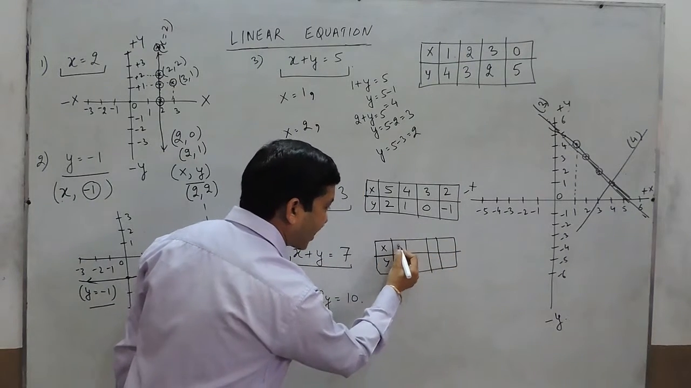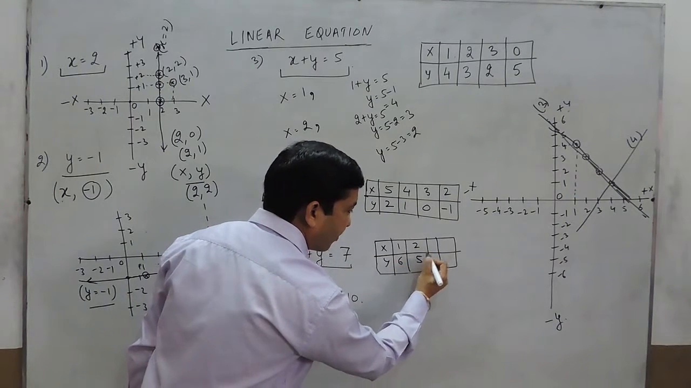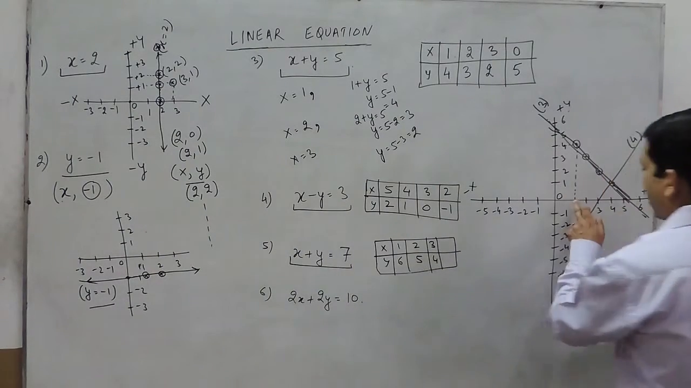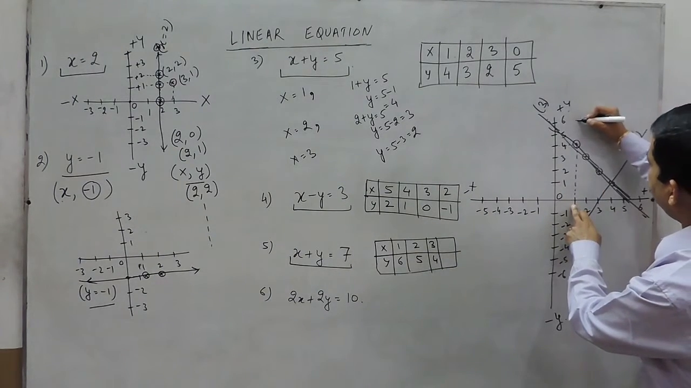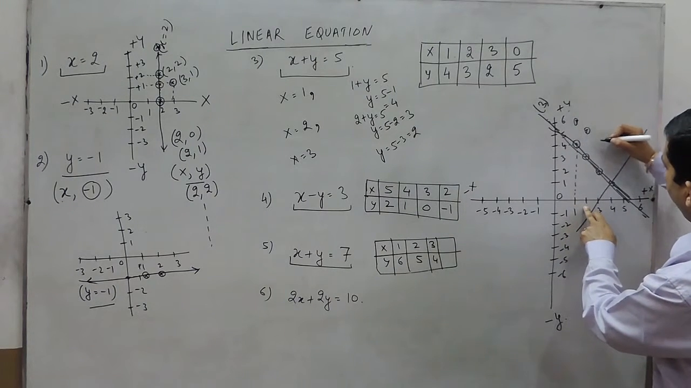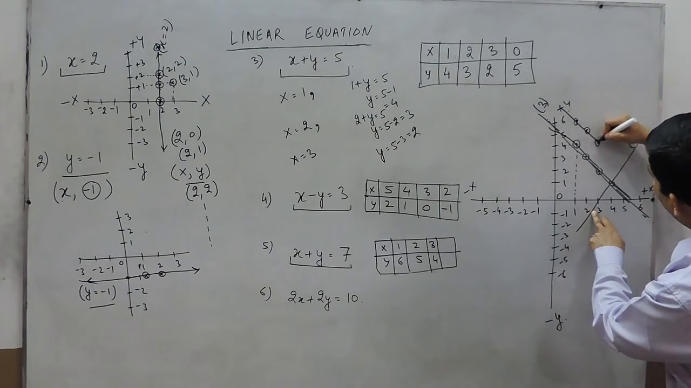So for the value of x as 1, y is 6. For the value of x as 2, y is 5. For the value of x as 3, y is 4, and so on. So this is another line we talk about.